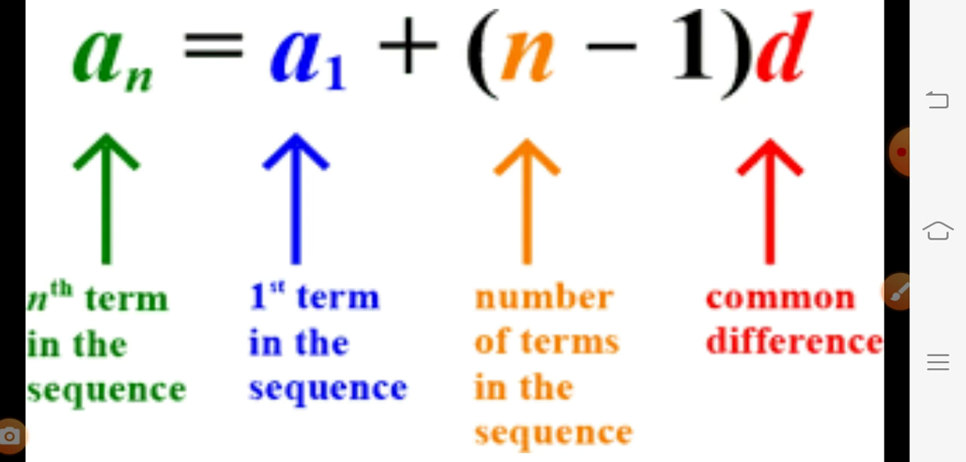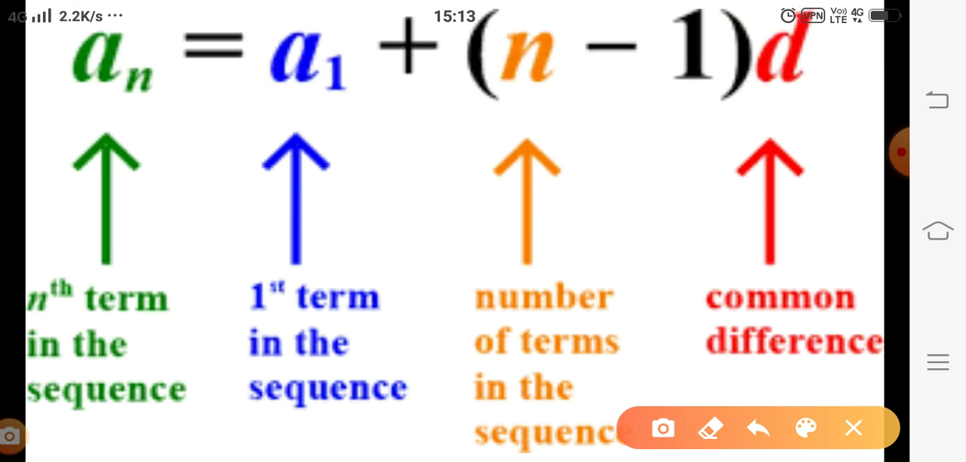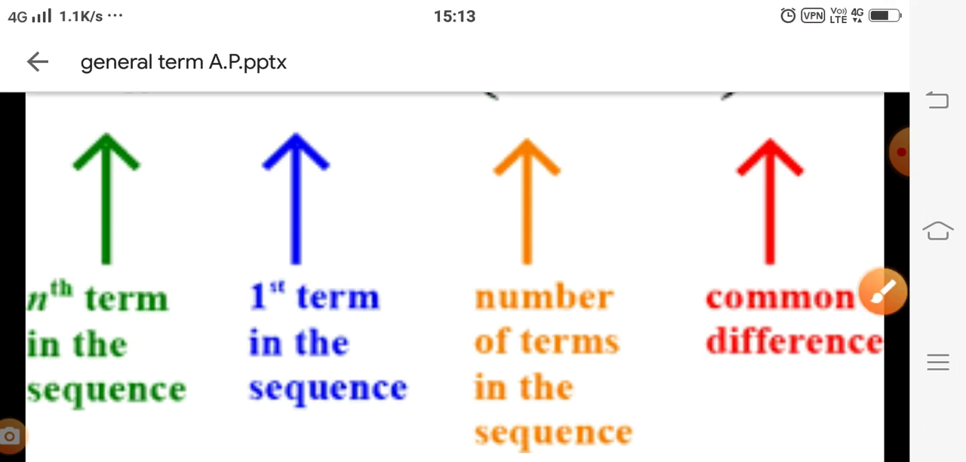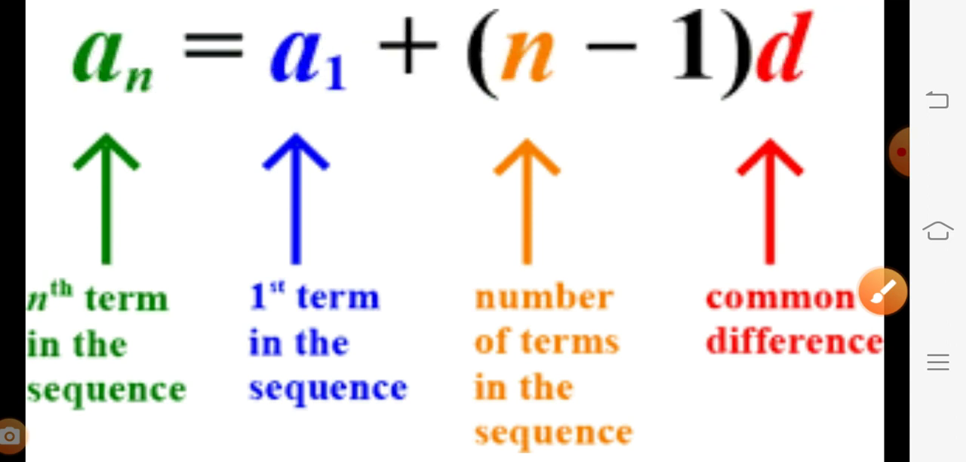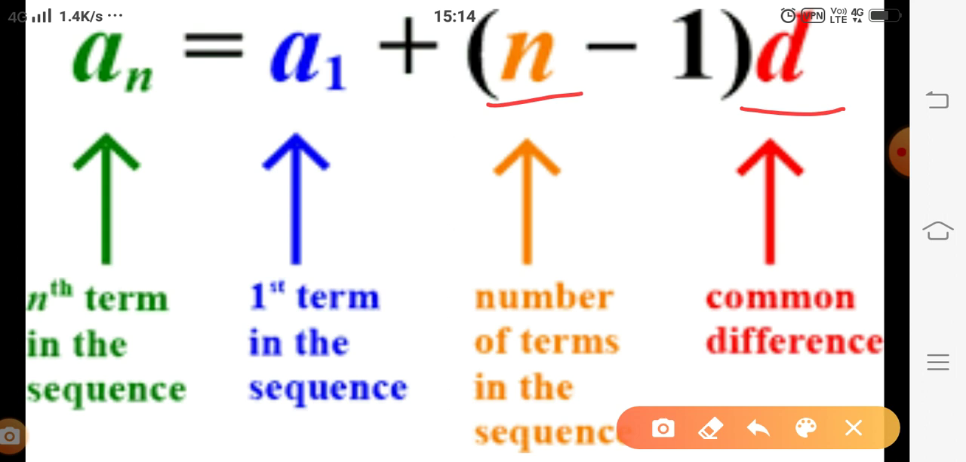We are also able to represent the general term as Tn. Here the first term is a, the number of terms is n, and the common difference is d. Then the nth term is a plus n minus 1 into d.